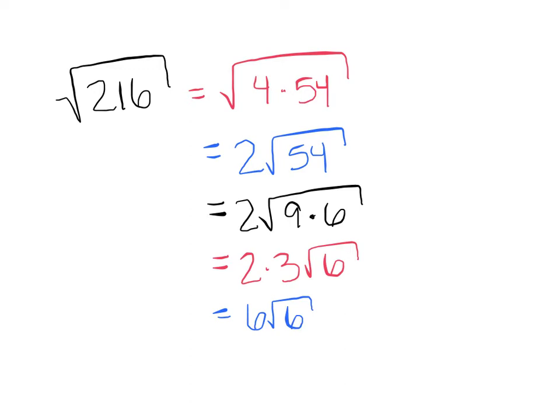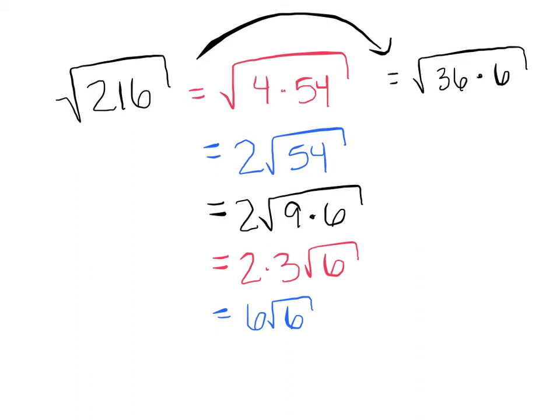We could have done that a more efficient way as well. We could have started out with 216 and thought, hey, I know that 36, a perfect square, goes into 216. So 216 is the square root of 36 times 216 divided by 36, which is 6. So then our 36 could escape. The square root of 36 is 6 times the square root of 6. No matter which way you choose to do it, you end up at the same result. It's just one took a couple more steps than the other.